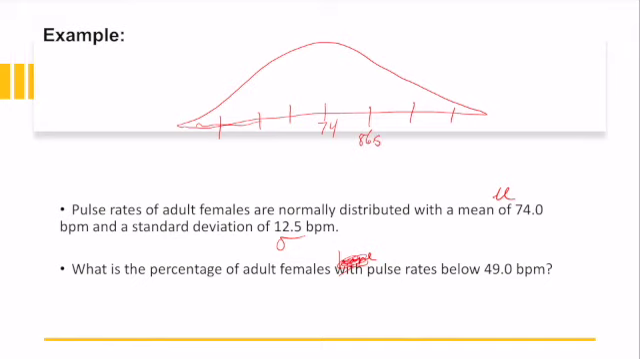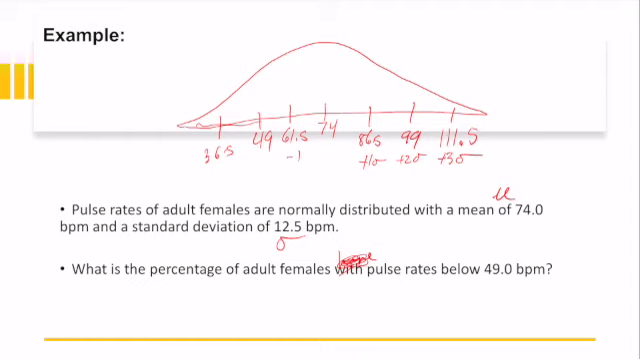So if I go up 1, that puts me at 86.5. If I go up 2, that puts me at 99. If I go up 3, that puts me at 111.5. Did I math that right? Yes. Okay, now we need to go our standard deviations to the left. So I subtract 12.5, that puts me at 61.5. If I subtract another 12.5, that puts me at 49. And if I subtract another 12.5, that puts me at 36.5.